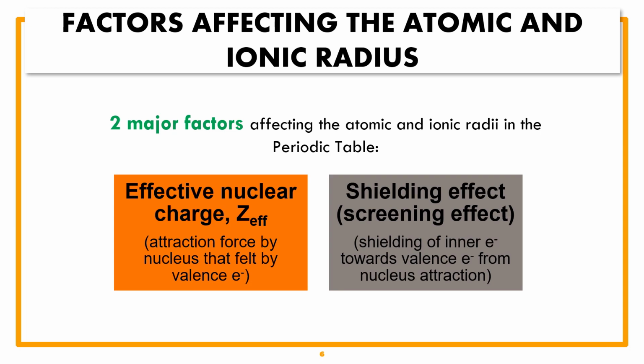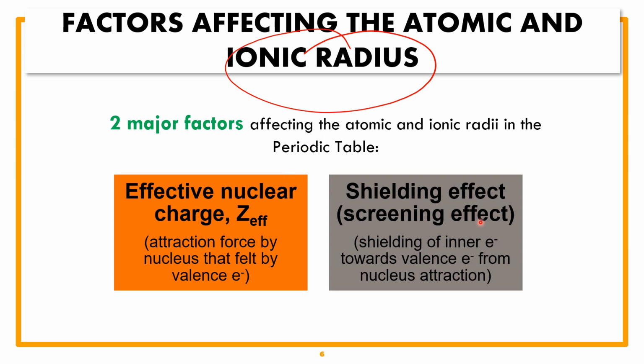Before we go into each of the categories, let us recall the factors affecting the atomic and ionic radius. In order to discuss the variation in atomic and ionic radius, we have to use these two major factors. They are effective nuclear charge, ZEV, and shielding effect or screening effect. So what is ZEV? ZEV is the attraction force by the nucleus that is felt by the valence electron. So ZEV is some sort of attraction force exerted on the valence electron by the nucleus. The greater the value of ZEV, the smaller the atomic and ionic radius will be.